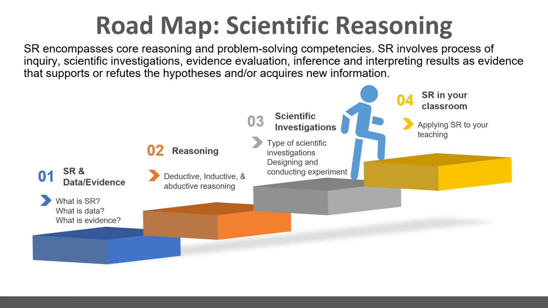In the Scientific Reasoning module, this is the first one, which has a total of 4 modules. Module 1 focuses on data and evidence. Module 2 focuses on reasoning. Module 3 discusses scientific investigation, and Module 4 summarizes Modules 1, 2, and 3 and helps you apply scientific reasoning in your classroom. In Module 1, you will focus on what scientific reasoning, data, and evidence are.